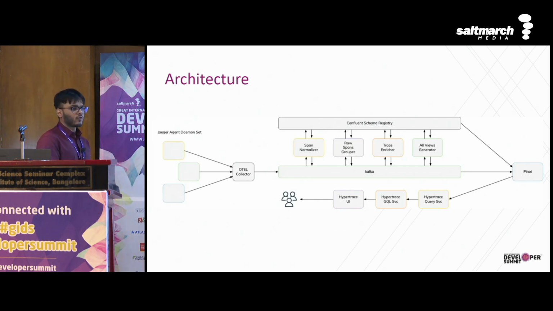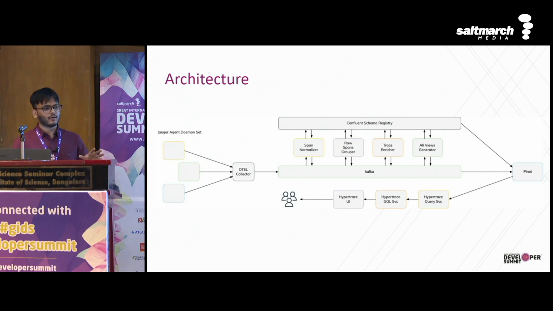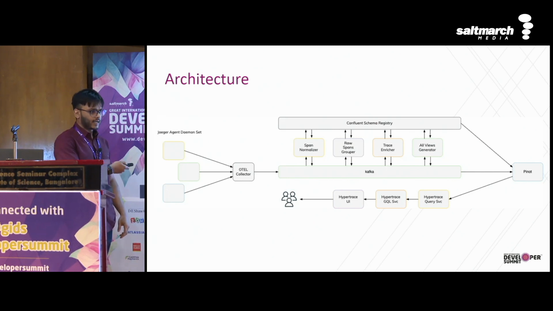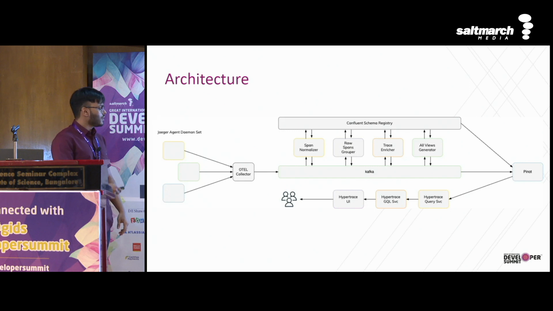You have a bunch of transformers acting on these spans. We have a span normalizer, which adds a bunch of standard fields to your spans. Then we have the raw spans grouper. One unique thing about Hypertrace is that we do the grouping at ingestion time, not query time. So here we wait for 30 seconds, the window is obviously configurable, for all the spans of a trace to arrive. And from now on, we no longer have spans, we have traces in the pipeline.